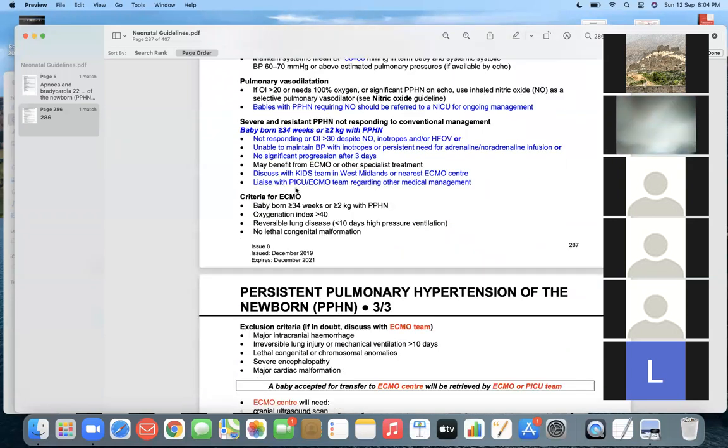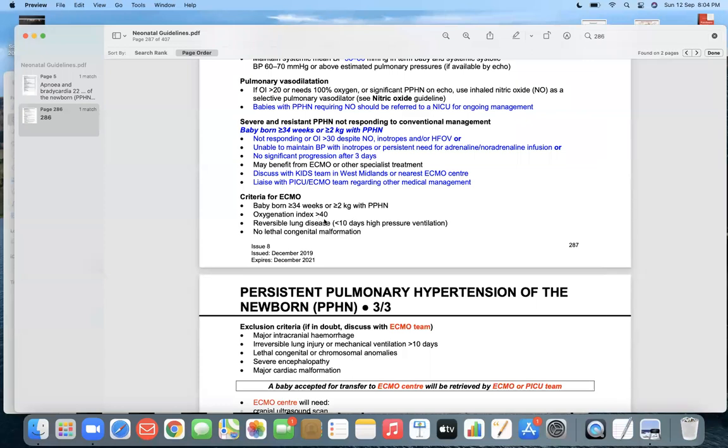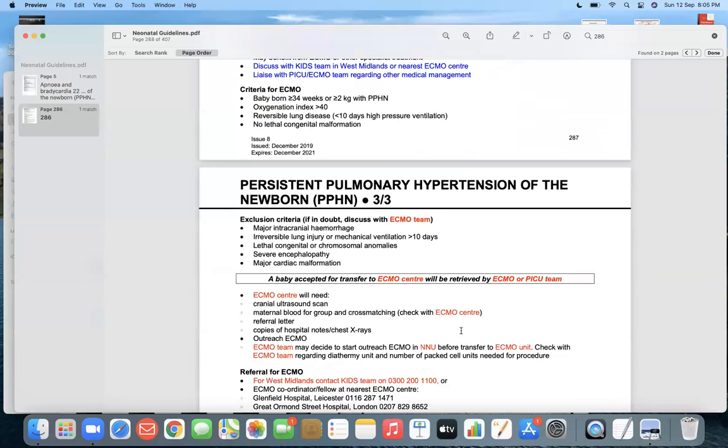I'll just read the criteria for ECMO here. Baby born at more than 34 weeks or more than 2 kg with PPHN, oxygen index more than 40, reversible lung disease, that is less than 10 days of high pressure ventilation, no lethal congenital abnormality or malformations. Then exclusion criteria: if in doubt, discuss with the ECMO team. If you have any doubt, you have to discuss.